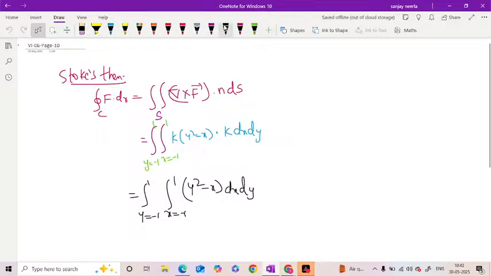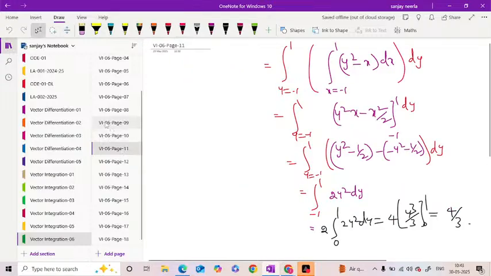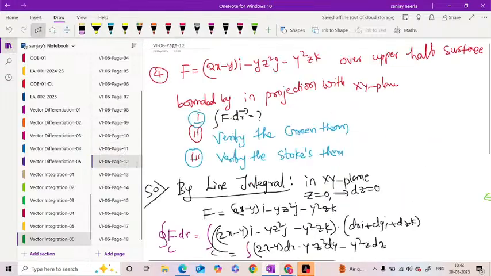Already we know that this integration result in the previous one, in the Green's theorem also we have the same results. So after doing the double integral, we will get 4 by 3 as the result. Okay, so 4 by 3 is the result. This is the calculation, but I am not going to discuss it.